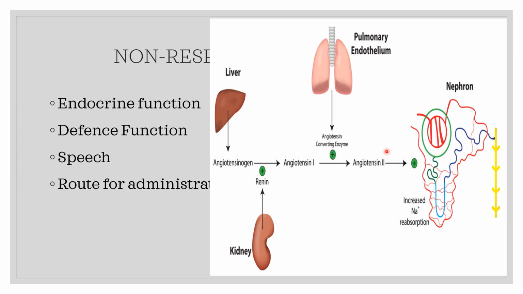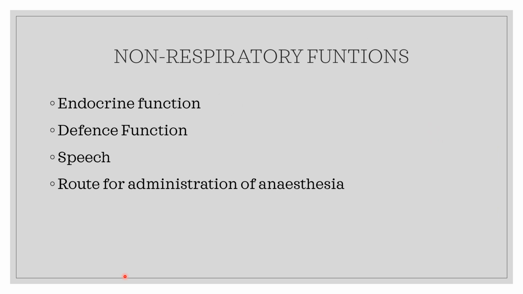And we know the function of angiotensin 2. Angio means blood vessels, tensin means it increases the tension or resistance. So angiotensin 2 is a potent vasoconstrictor. In addition to that, it also helps in the secretion of aldosterone from the adrenal cortex, which helps in the maintenance of sodium and water balance. So these are the non-respiratory functions of the lung.